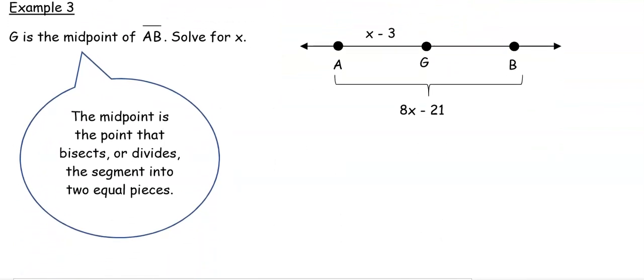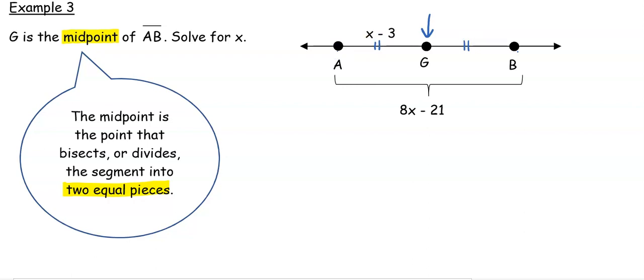So in number 3, it says G is the midpoint. This is a big vocab word that's going to be really important, play a big role throughout the entire school year. The midpoint is the point that bisects or divides a segment into two equal pieces. That's really important. So if G is the midpoint of AB, that means AG is equal to GB.